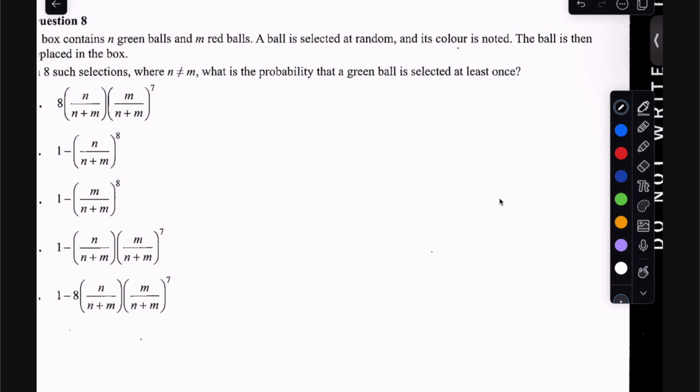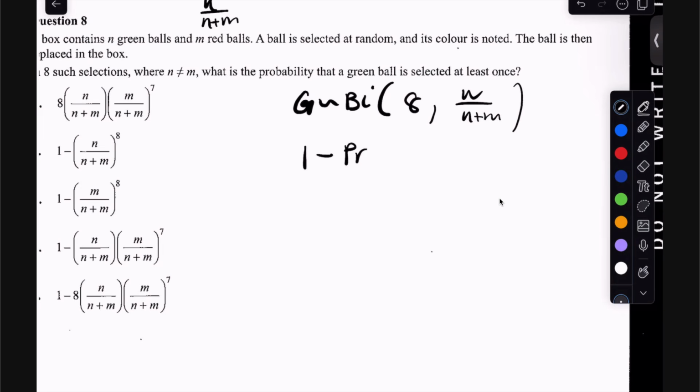So this is a binomial because it is with replacement, and we know that we have 8 selections. So let's just say the green is binomially distributed and we have 8 selections, and the probability of getting a green is n over n plus m, right? N green balls and m red balls. Now, we want the probability that green is selected at least once, so that's greater than or equal to 1, so we can just do 1 minus the probability that g is equal to 0.